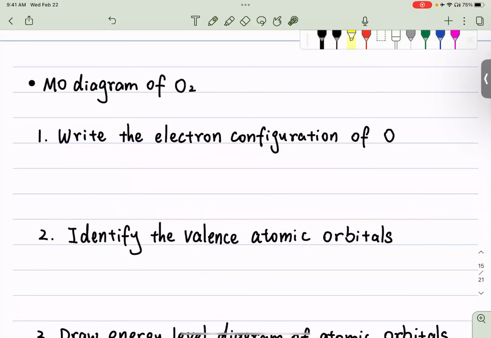So here's a procedure we would like you to take if you were asked to draw a MO diagram of O2. You'll do more of this practice in your discussion session. First things first, write the electron configuration of oxygen. You should be familiar with it. That's helium, 2s2, 2p4. So my valence atomic orbitals are the 2s2, 2p4.